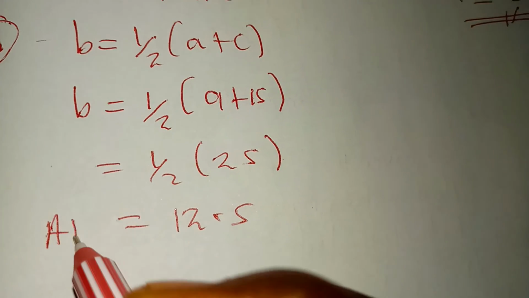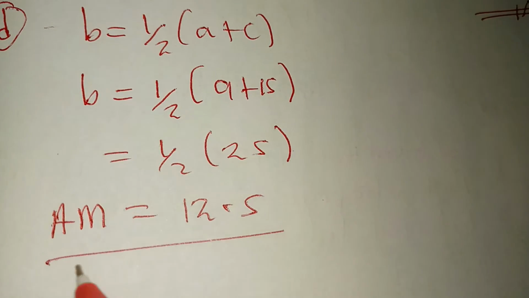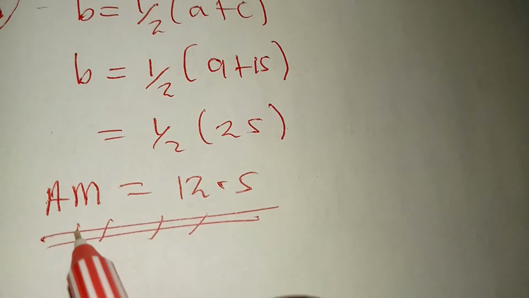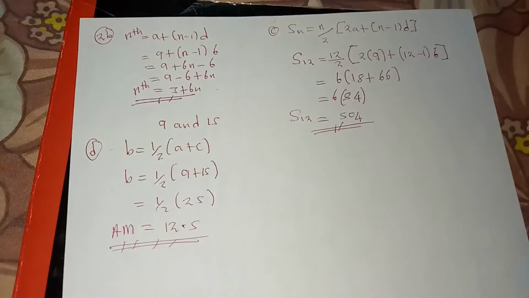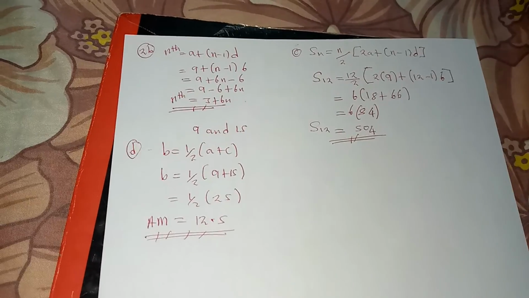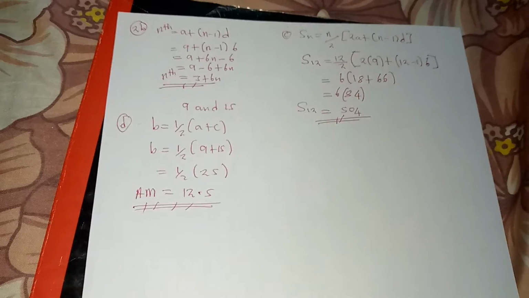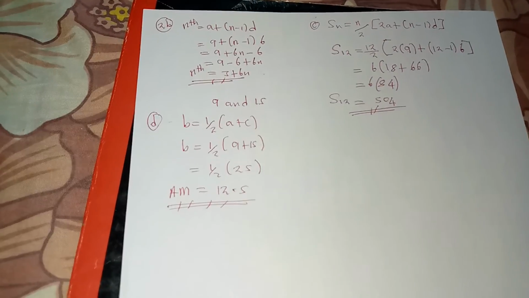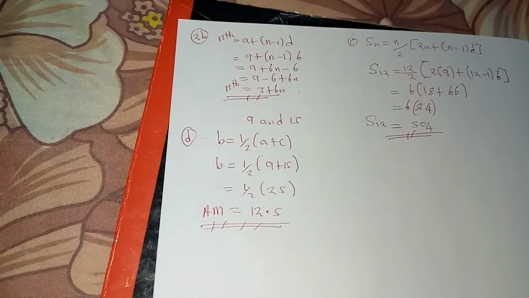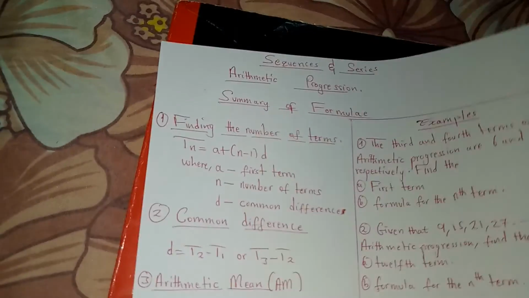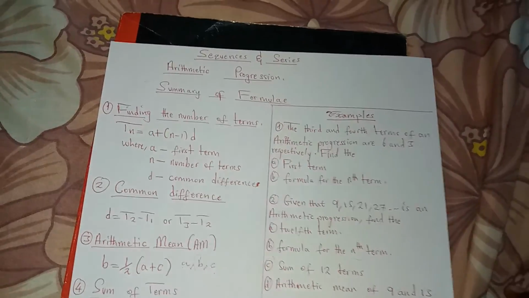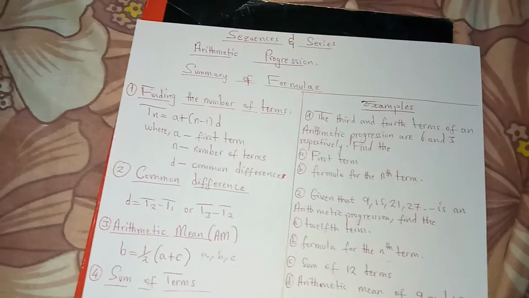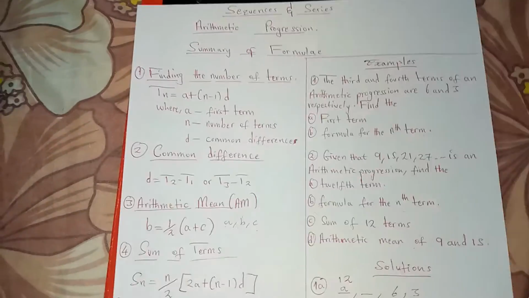So for the arithmetic mean, I want you to understand this. As you can see, I'm not using a calculator when answering these questions. This simply means that in paper 1, you are not required to have a calculator to answer questions. So this is the whole of sequence and series. We did GP last time, now this is AP.